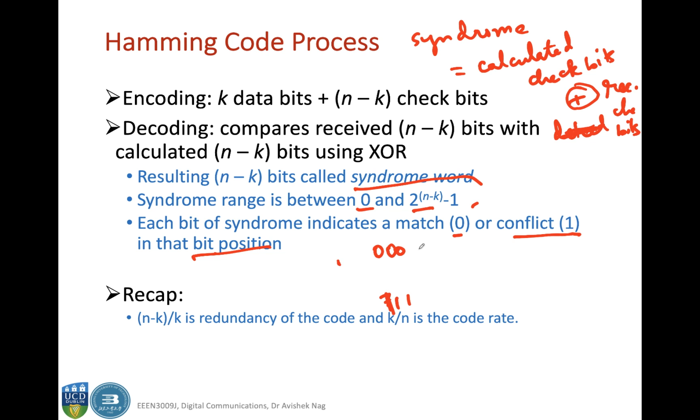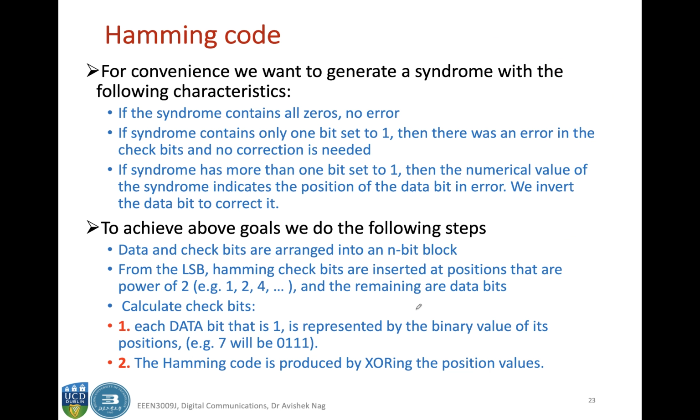However, you can see that there are some bits which have multiple ones, let's say this 111. So in that case, the rule is different. So let's look into the rule. For convenience, we want to generate a syndrome with the following characteristics. If the syndrome contains all 0, then there is no error. If the syndrome contains only one bit set to 1, then there was an error in the check bits and no correction is needed.